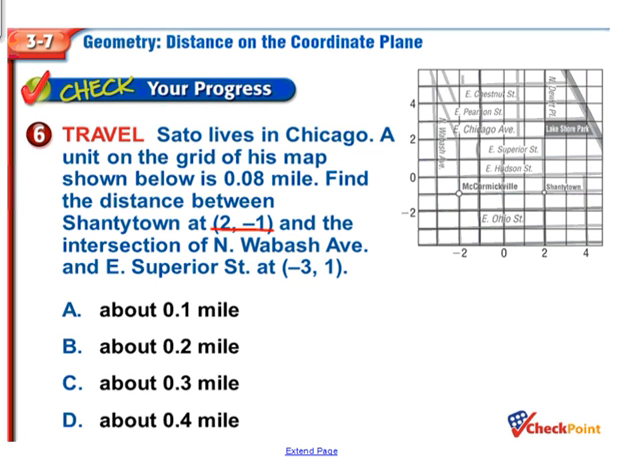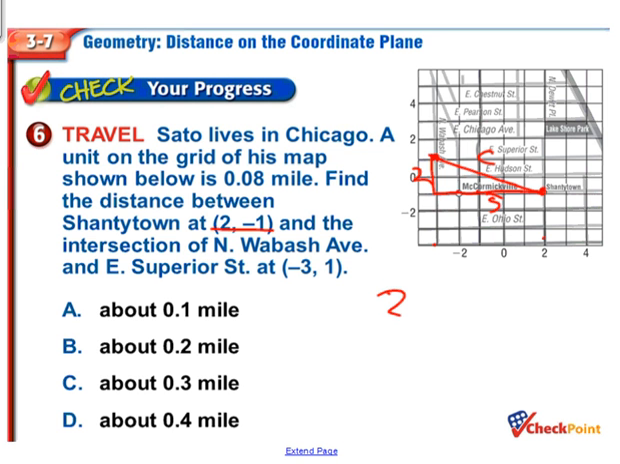Shantytown is at 2 and -1. So here's 2 and -1 right there, Shantytown. And then the intersection of North Wabasha Avenue and East Superior Street, which they say is at -3, which would be right here, and 1, which would be right here. So they're asking for the distance from one to the other. Well, it looks like it's 1 unit, 2 units, 1 unit, 2 units, 3 units, 4 units, 5. So this is 5. This is 2. And I'm looking for that distance.